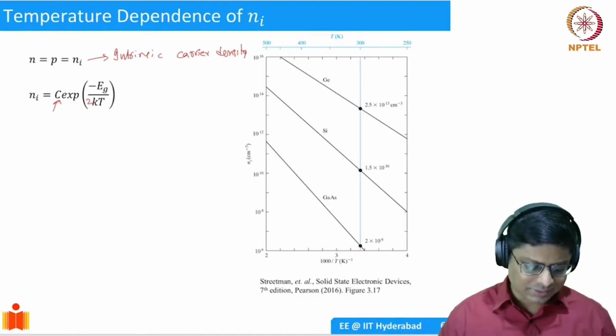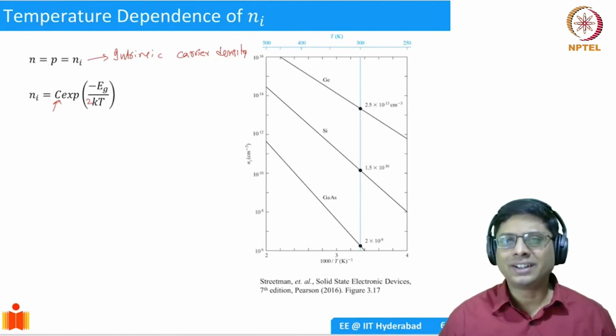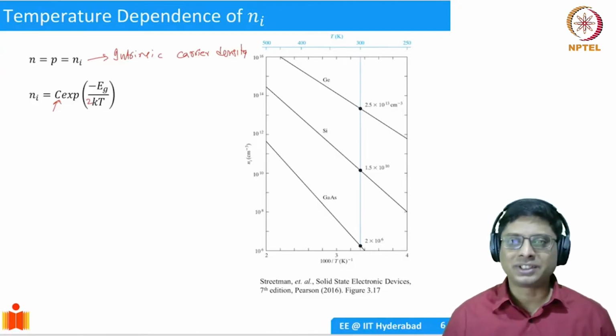Okay, but how does that impact? We are talking about band gaps. We are talking about intrinsic carrier density. Is it real? I mean, we have to actually experimentally find out that, right? How do we experimentally find out these numbers?